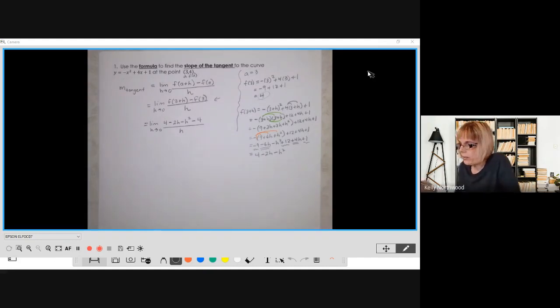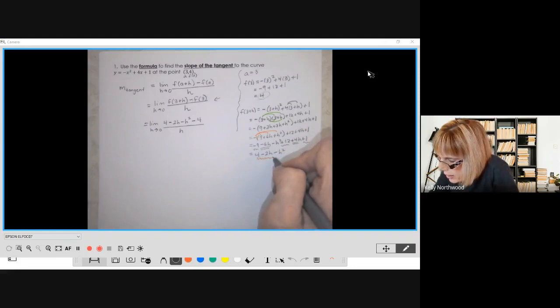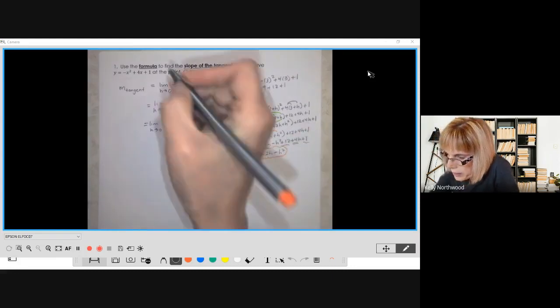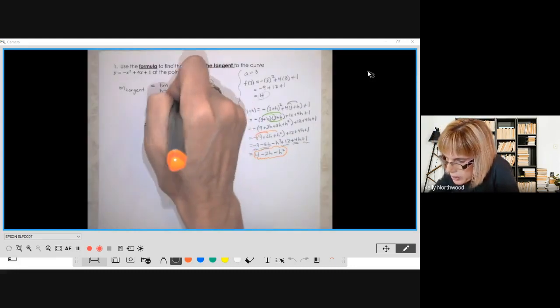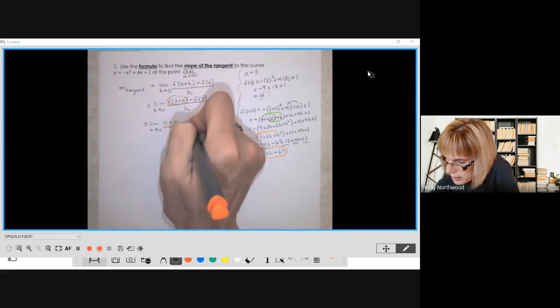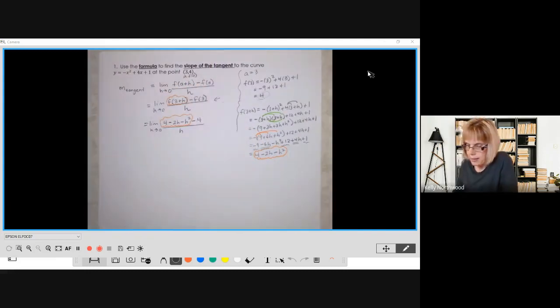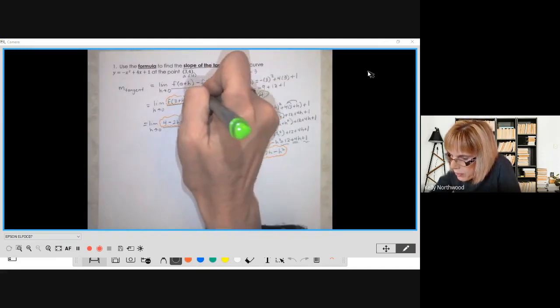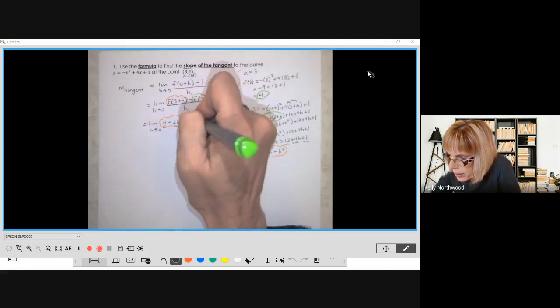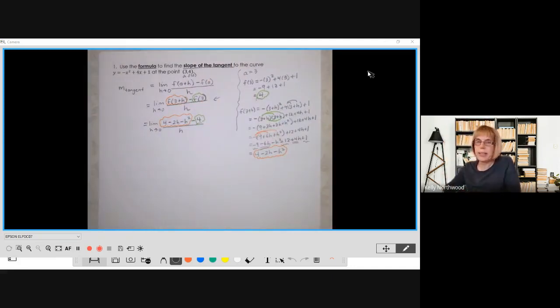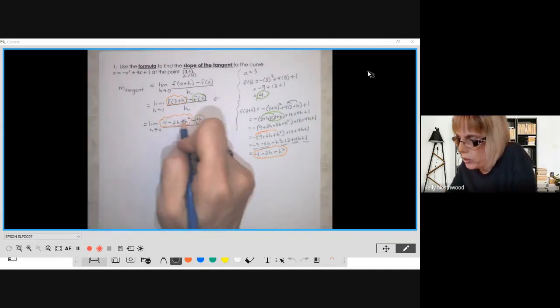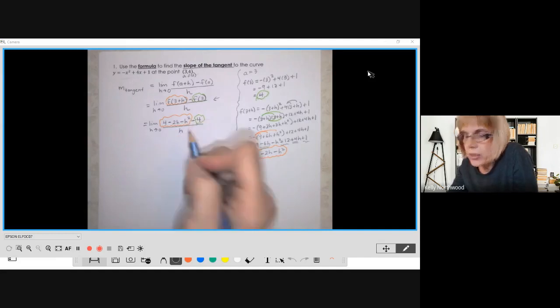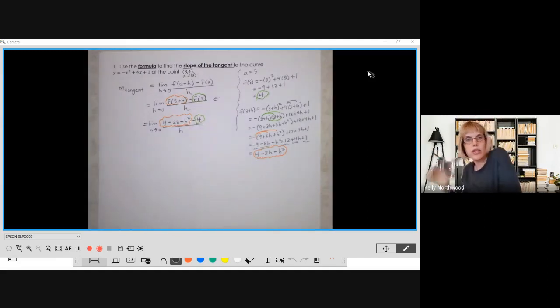Okay, so again, this is f at 3 plus h. So I replaced f at 3 plus h with this. f at 3 is 4. So I replaced f at 3 with 4. And then there's a subtraction in the formula because it really represents the slope of the secant there. So this is y2 minus y1. And we know x2 minus x1 always turns out to be h.